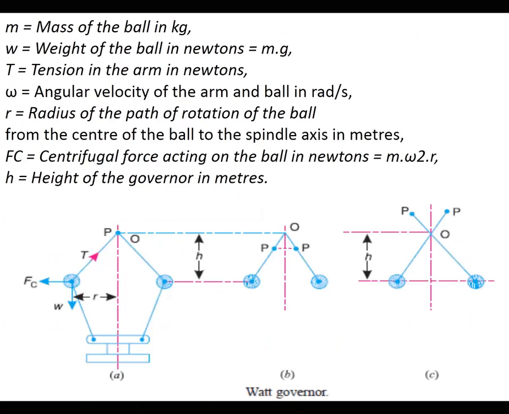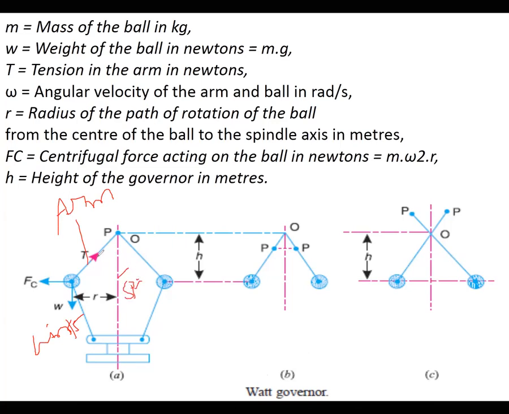So here I have already taken you through this diagram. This is called an arm, because the arm also has some mass. This one is the link, and the link also has some mass. And this is the spindle, and the spindle also has some mass.